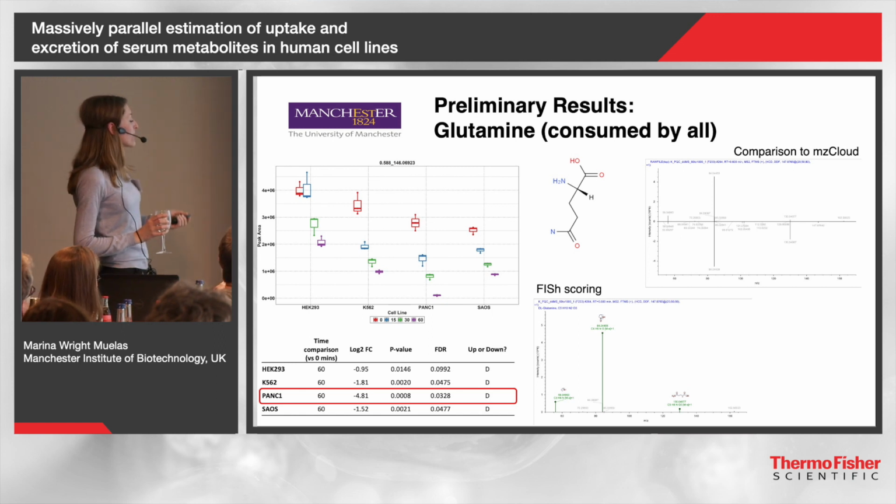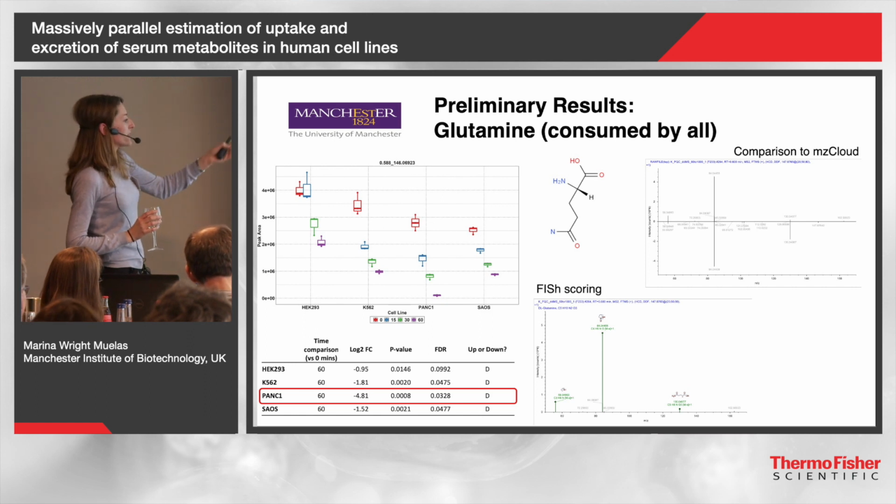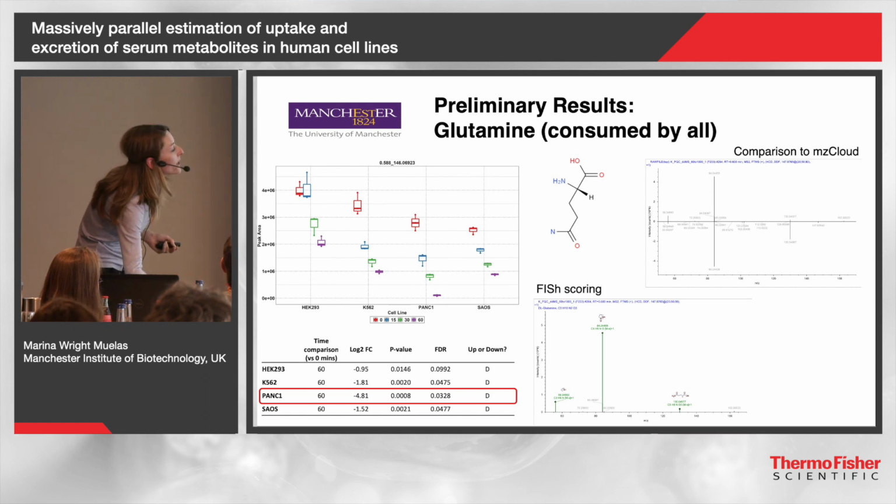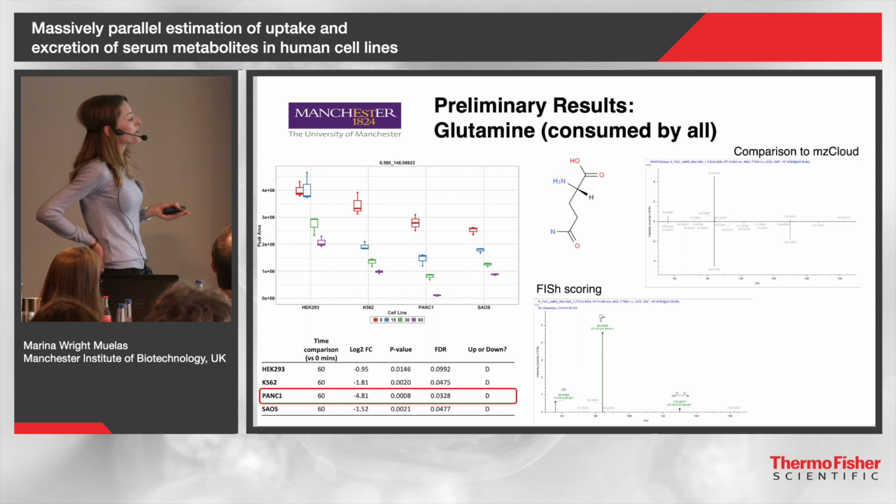And we also see large differences in the amount of glutamine consumed by the different cell lines. Particularly, we see the PANC1 cell line consuming a lot more glutamine than the other cell lines. So again, hopefully, when we look at the sequencing data or protein expression data, we'll see large differences in the expression of various glutamine transporters here.